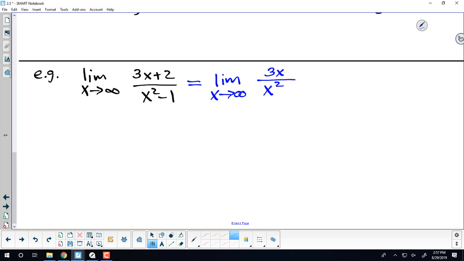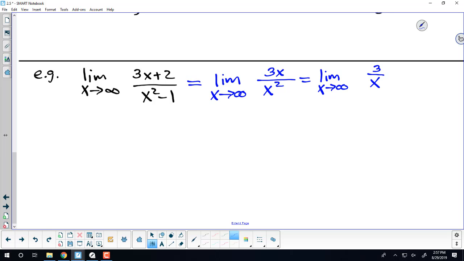Simplify that, and then if there's still an x, then I'll just compute that limit. That's the limit as x approaches infinity of 3 over x. So then this is where property number 3 comes in. Question? So would that be 0? Yep, as our answer.